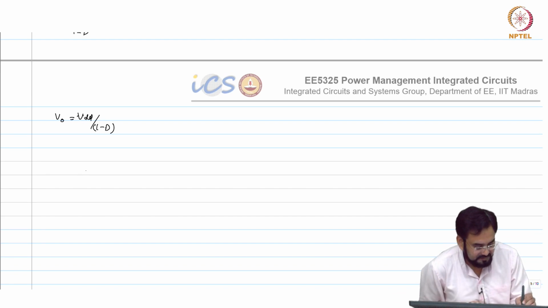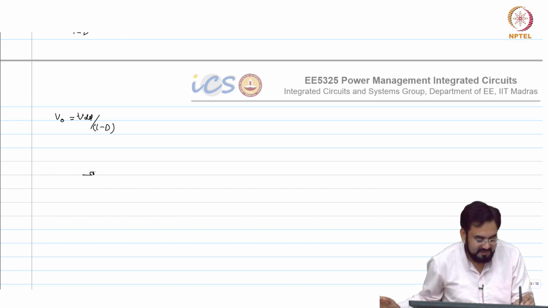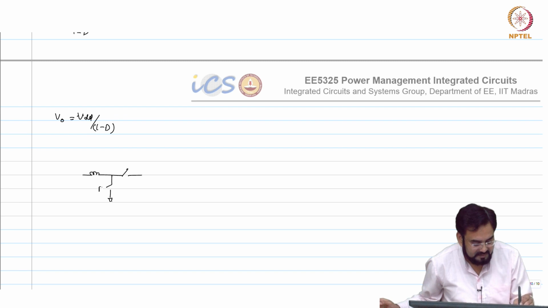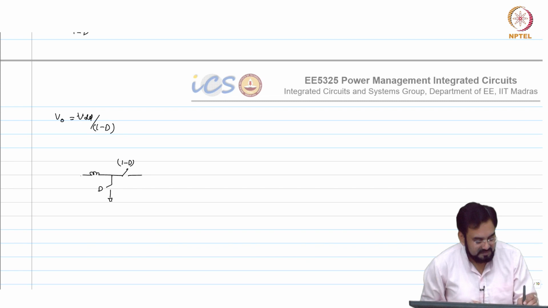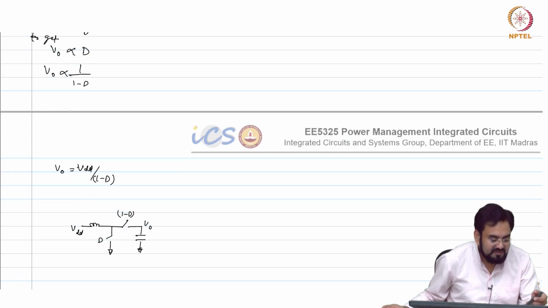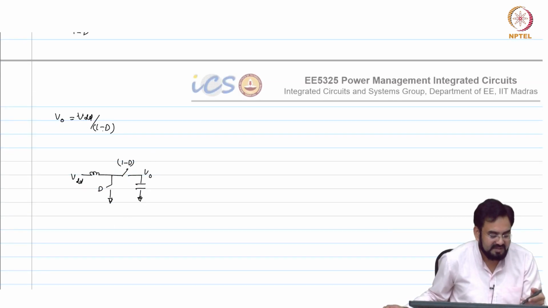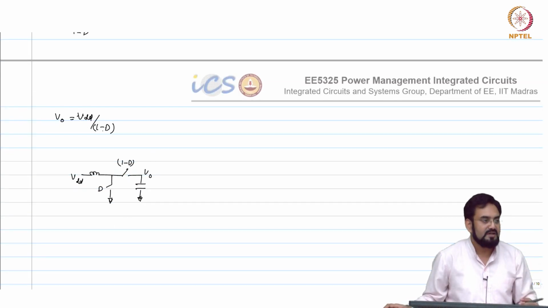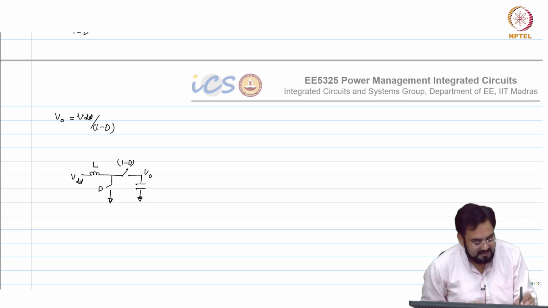So now I will flip the whole converter and draw this way. This will be D, this will be 1 minus D. This is VDD, this is your V out. So this is like an intuitive way of looking into that, but if I want to derive that equation, to check whether it is true or not, how do we do that?